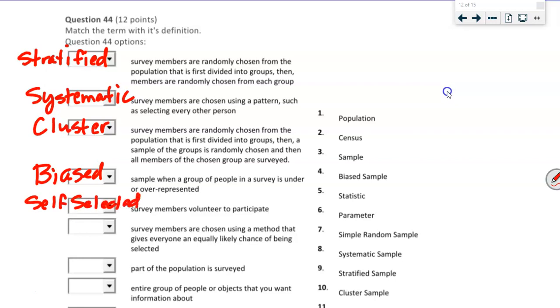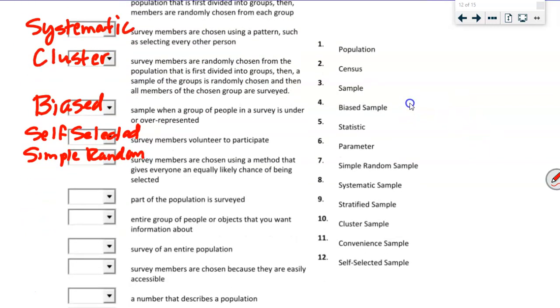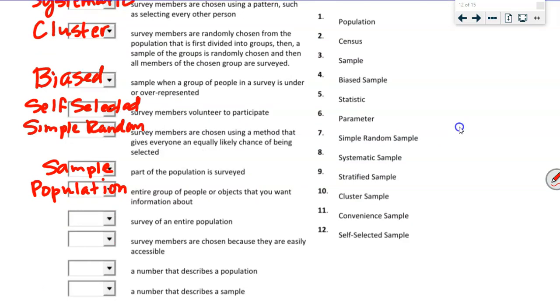Survey members are chosen using a method that gives everyone an equally likely chance of being selected. This would be simple random. Part of the population is surveyed. So this is going to be a sample, right? The entire group of people or objects that you want information about. This is your population. Survey of an entire population is a census.